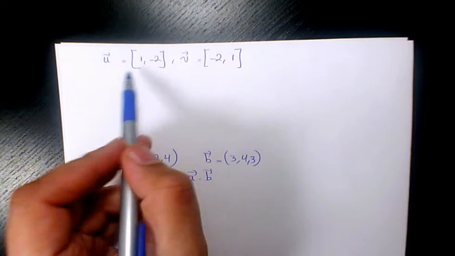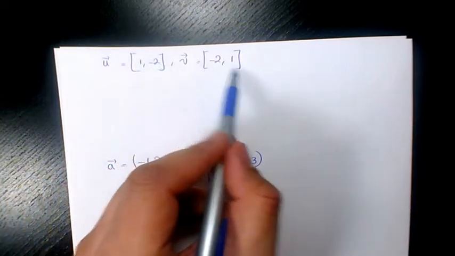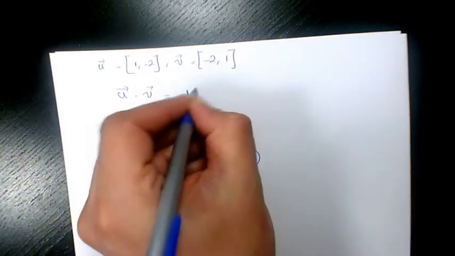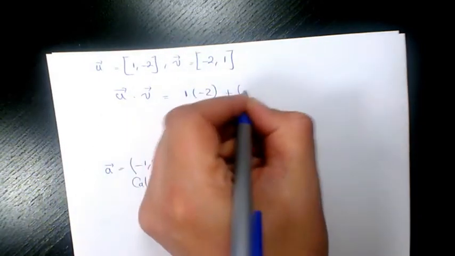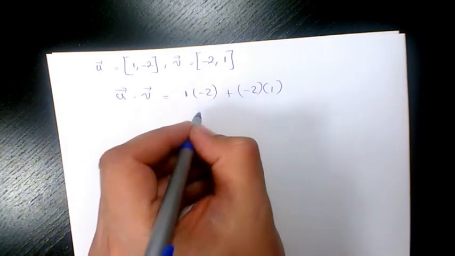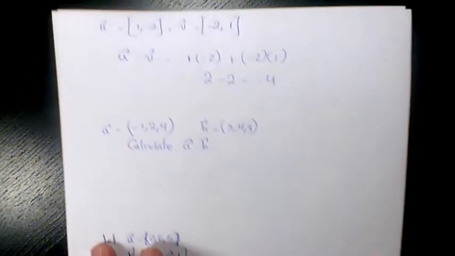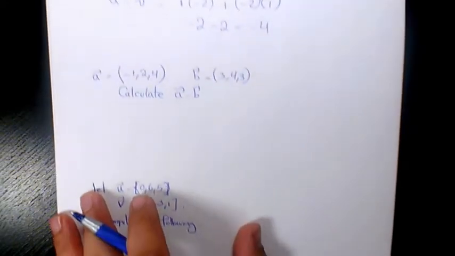Next one, u is 1 and negative 2 and v is negative 2 and 1. So the dot product is going to be 1 times negative 2 plus negative 2 times 1. That will be negative 2 and negative 2. This is going to be negative 4.